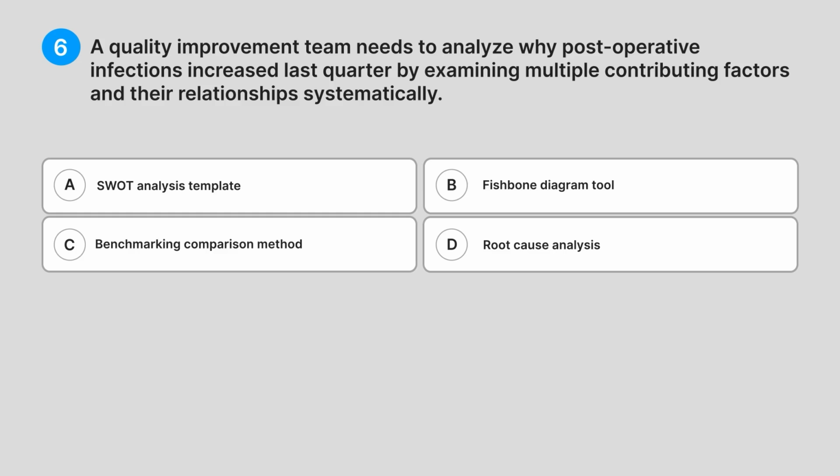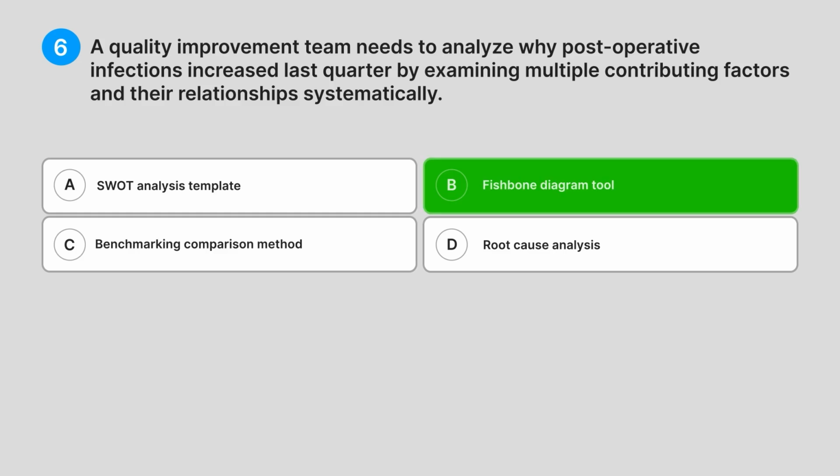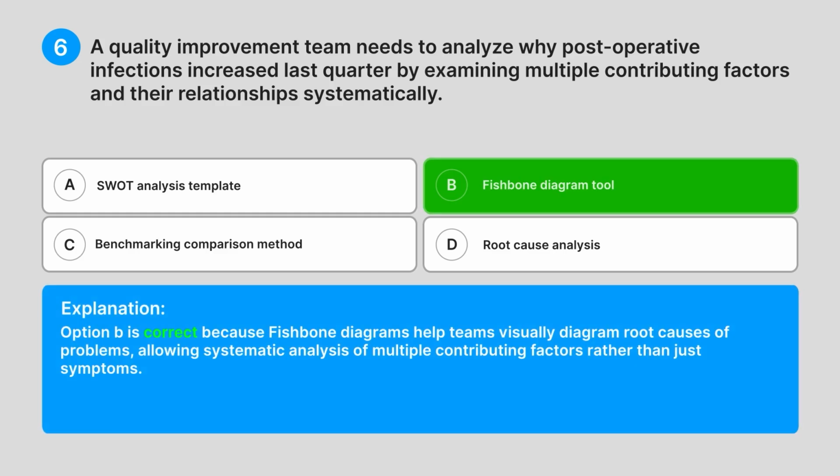Correct answer, B. Fishbone diagram tool. Explanation. Option B is correct because fishbone diagrams help teams visually diagram root causes of problems, allowing systematic analysis of multiple contributing factors rather than just symptoms.